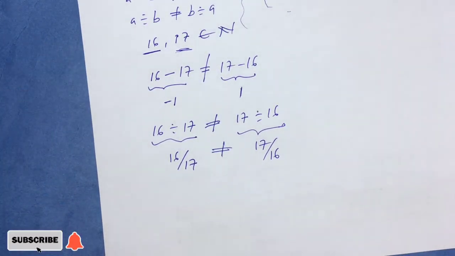When the result in one direction is not equal to the result in the other direction, it means that the binary operation you use to combine both of them in both directions is not commutative. So subtraction and division are not commutative on N. That is another property I want you to know.